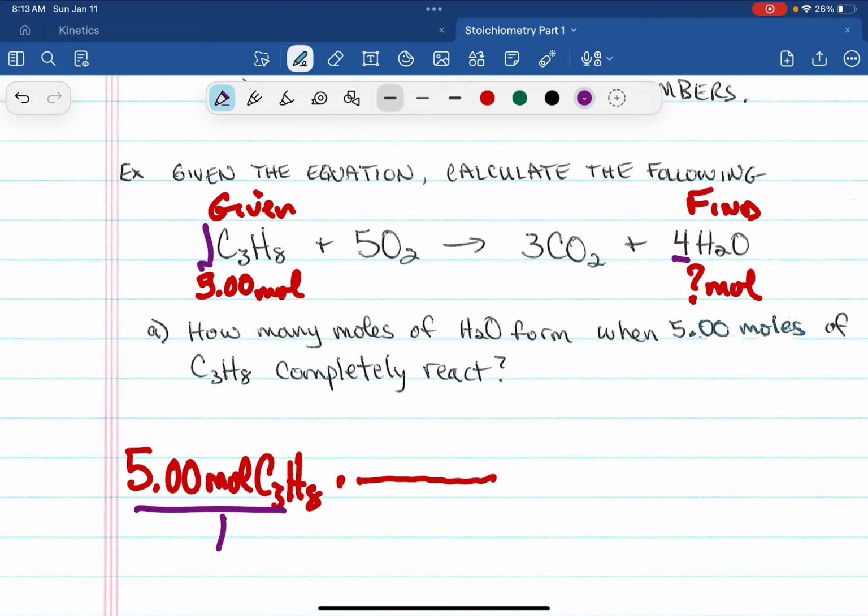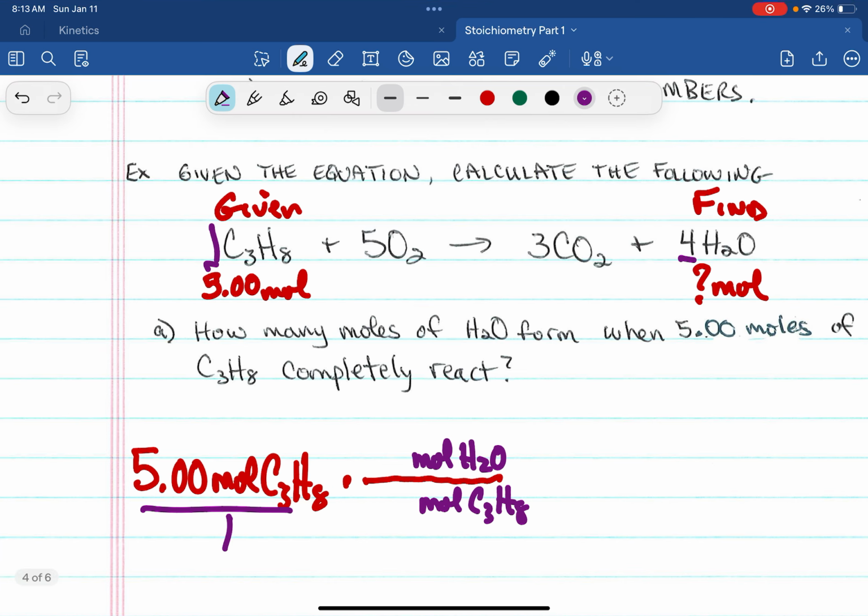term. Is this a term? I don't know. I'm not a math teacher. So I want moles of C3H8 in the denominator and moles of H2O in the numerator. And then I use the numbers from the balanced equation. So moles of H2O, 4. Moles of C3H8, 1. Now, my moles of C3H8 are canceled.